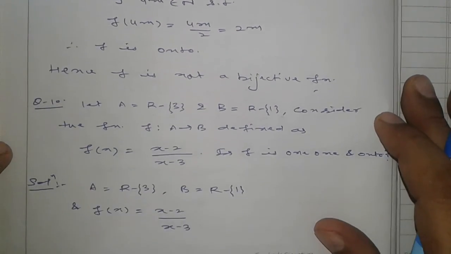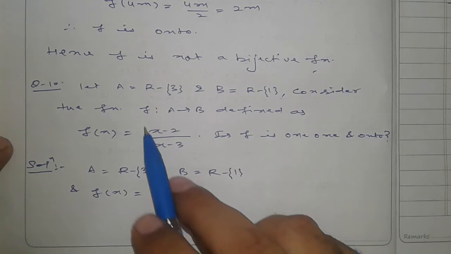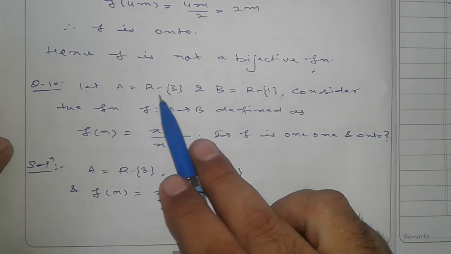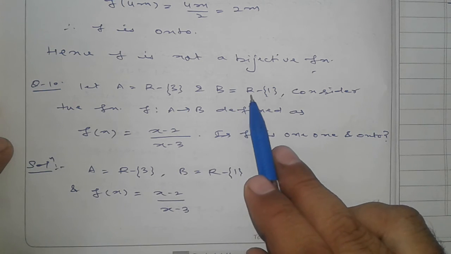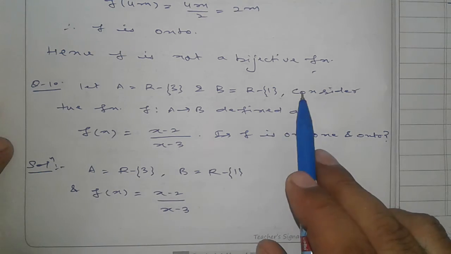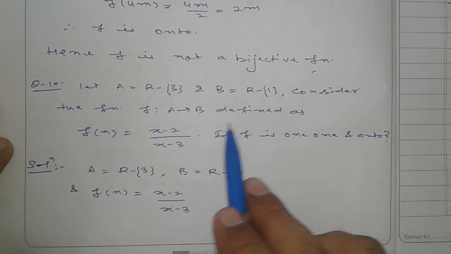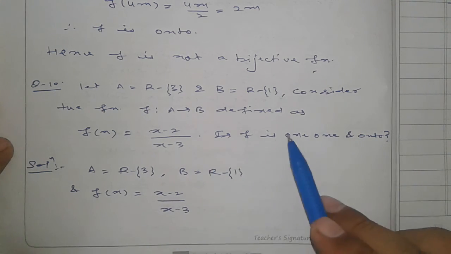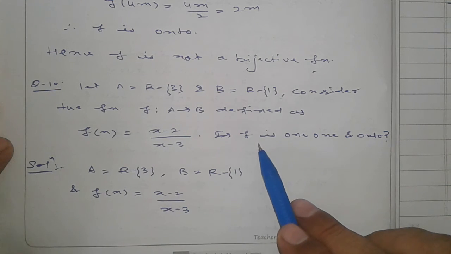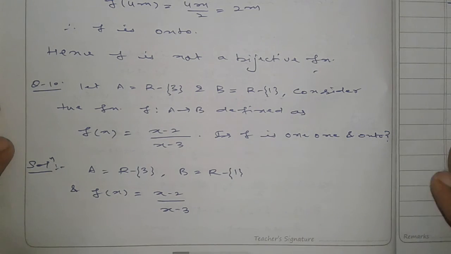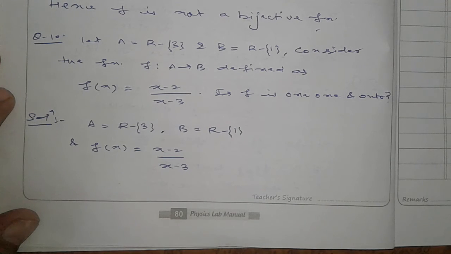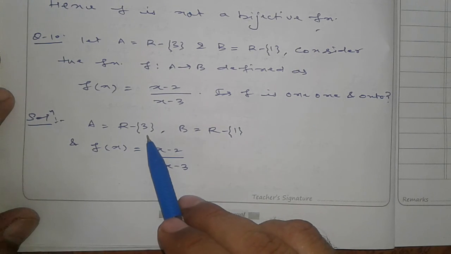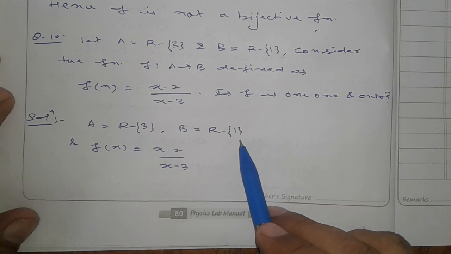Then the last question is, this is again an important question. Let A be all real numbers except 3, B be all real numbers except 1. Consider the function f from A to B defined as f(x) is (x minus 2) by (x minus 3). We have to prove f is 1-1 and onto. Let me check, see the solution. Now A is R minus 3, B is R minus 1.